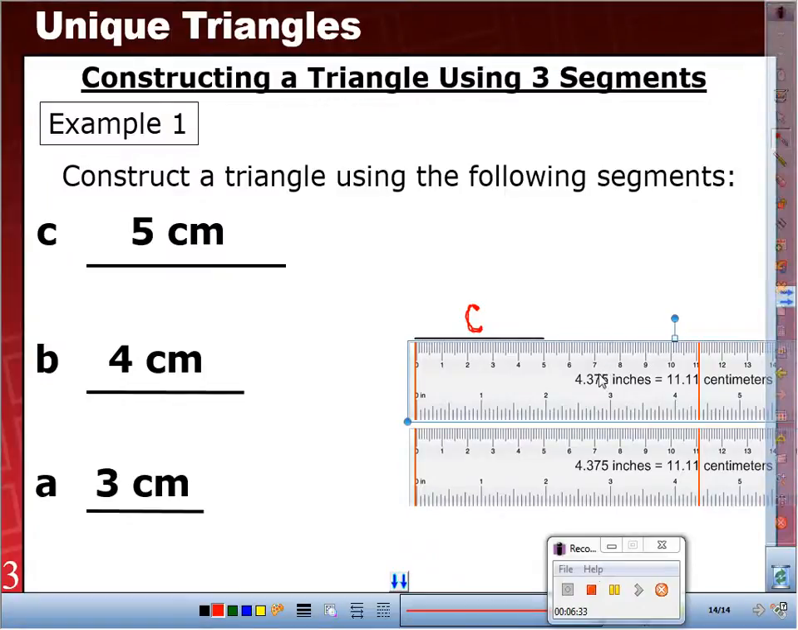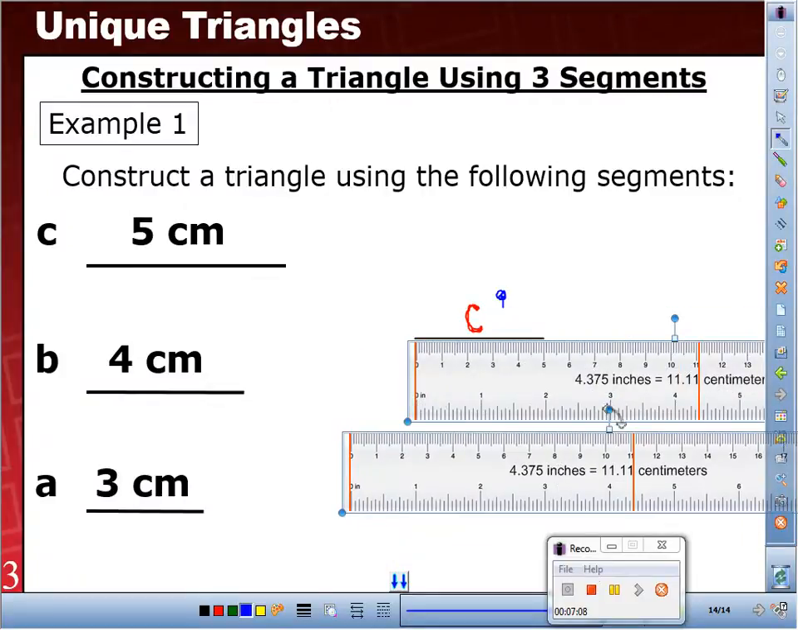So from there, now check this out. Let me show you the second one. The second one is going to be the hardest segment to draw, these two. So my suggestion would be this. I can kind of estimate: if this one is 5, 4 is about right here, 3 is about right here, so I think they're going to meet up at about right there. Let's see if I'm right.